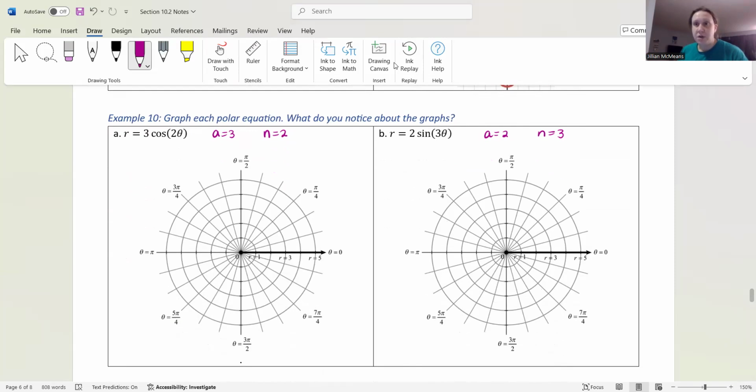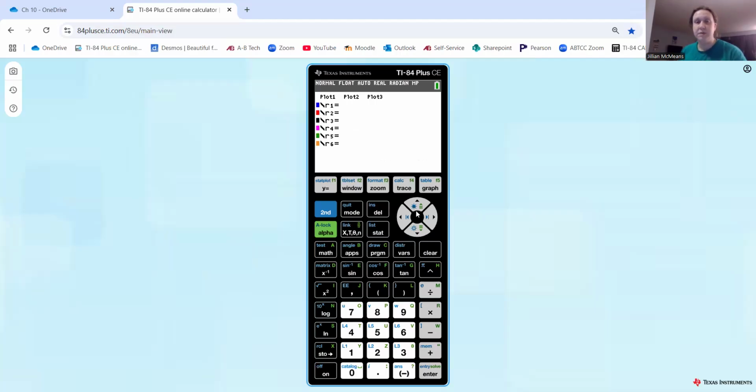Make sure again you're in polar mode, radians mode, and then we're going to go to y equals. When I go to y equals, I want to type in 3 times cosine of 2 theta. Before I hit graph, let's talk about what we think is going to happen. We know that if n is even and not 0, we're going to get 2 times n petals. In this case, n is 2, it's even, which means we're going to get 2 times 2 or 4 petals. So kind of brace yourself for that.